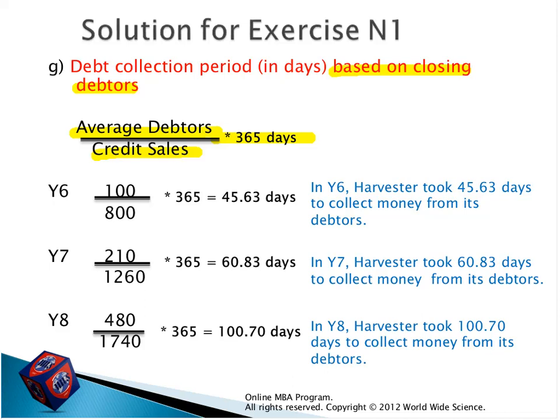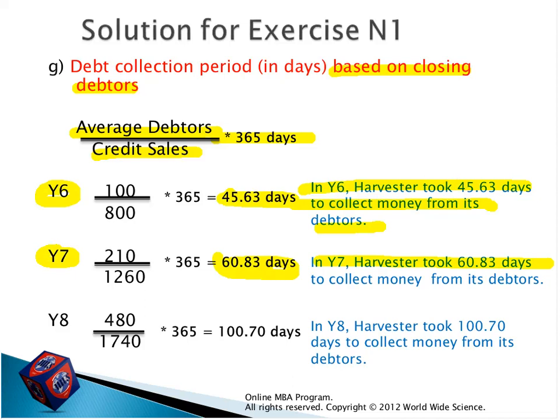So based on the formula, we have made some calculations. In the year 6, the result comes to 45.63 days. Okay, 45 days. That means in the year 6, Harvester took 45 days to collect money from its debtors. 45 days is around 1.5 months, right? In the year 7 it is 60.33, around 61 days. You see, in the year 7, Harvester took 61 days to collect its money from its debtors. It's almost 2 months to collect its money.